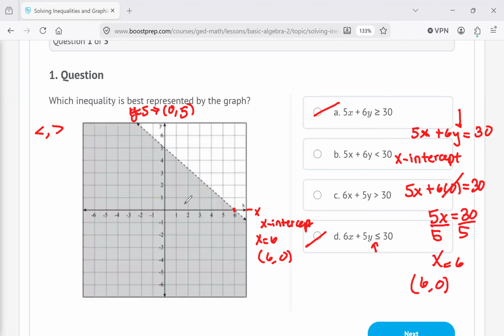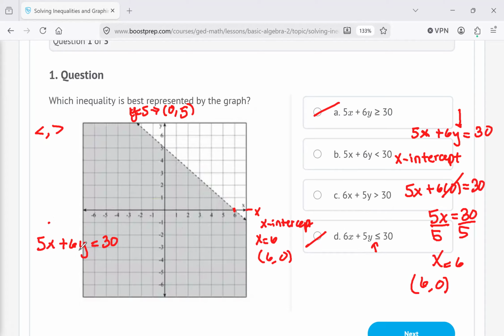So what's the other thing we've got to check is to find the y-intercept. So let's find the y-intercept. So we're gonna set it up as an equation right now.